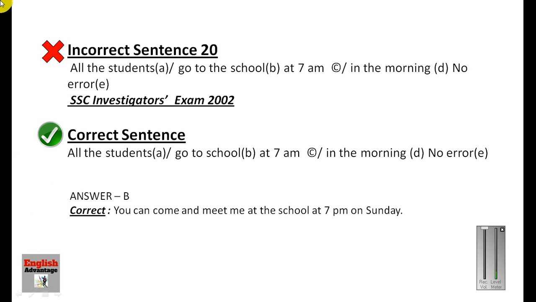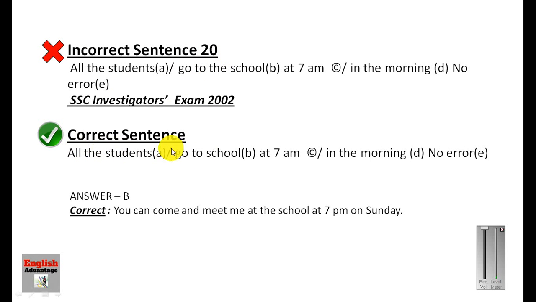Now let us see the last sentence. All the students go to the school at 7 a.m. in the morning. All the students, this part is correct. Go to the school. See, with certain nouns like school, church, temple, hospital, when we use them for their primary purpose, we do not put this the. If we use them for any other purpose, for the secondary purpose, we can use this the. So here, since we are using the school for the primary purpose, the students are going to school, and this is what the school is for. So that is why you have to remove this the from here.